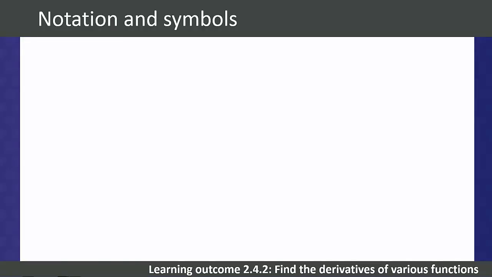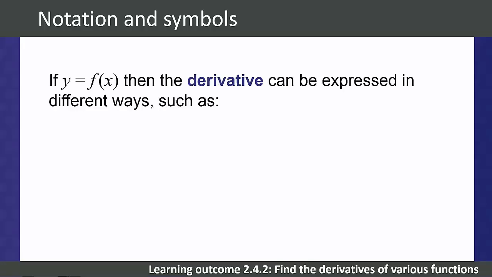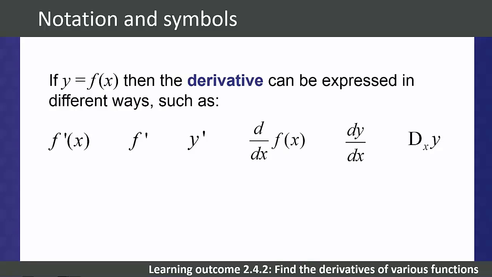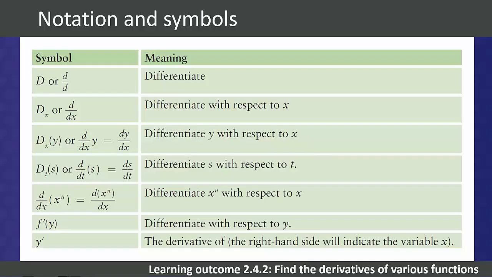Before we move on to the rules for differentiation, it's useful to revise the different notation that can be used for derivatives. It's important to always use the correct notation and symbols. For example, if y equals f of x, then the derivative can be expressed in different ways, such as the derivative of f of x, or simply f prime, or y prime, the derivative of y for f of x, the derivative of y with respect to x, or it can be expressed like this. This table expands on the notation and symbols.